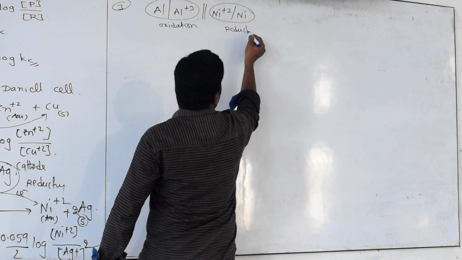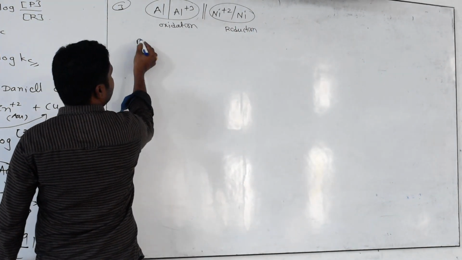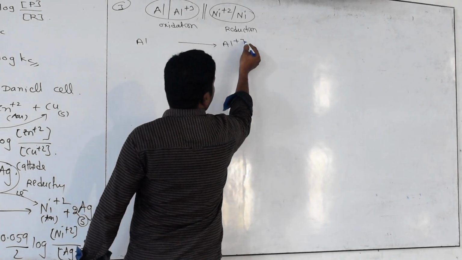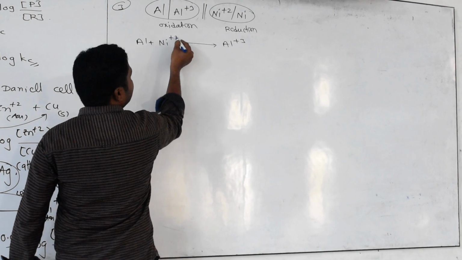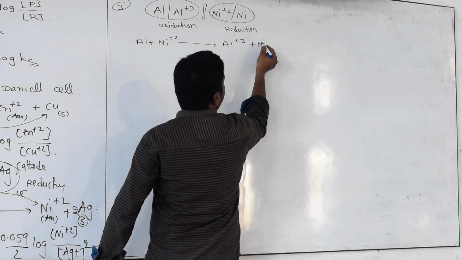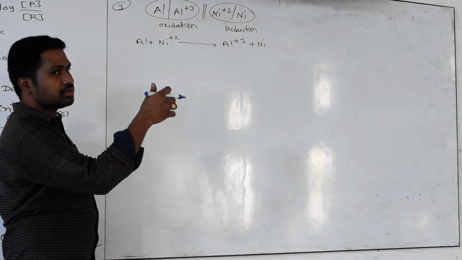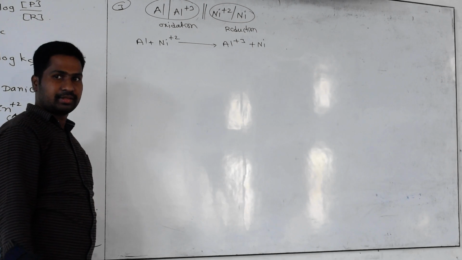So can we expect a cell reaction? A combination of oxidation and reduction. What is the reactant? Aluminium is becoming Al3+. What is the reactant from the cathode? Ni2+ is becoming Ni. Is it balanced? No. In one reaction, 3 electrons are released. In another reaction, 2 electrons are consumed. So how can you balance it?